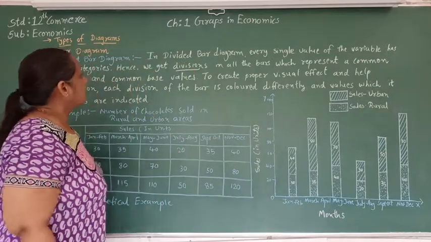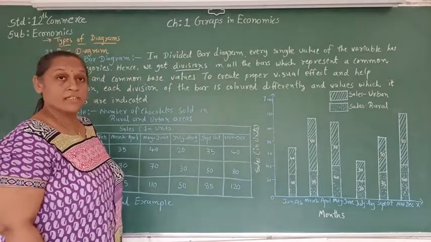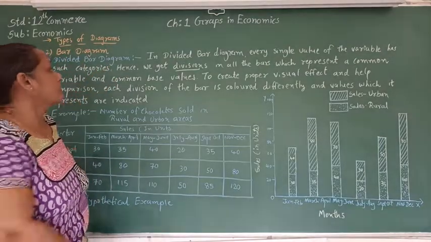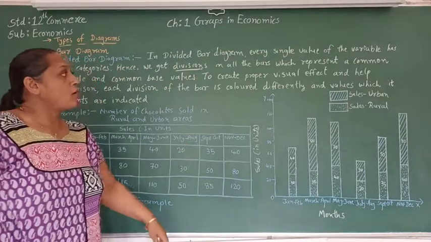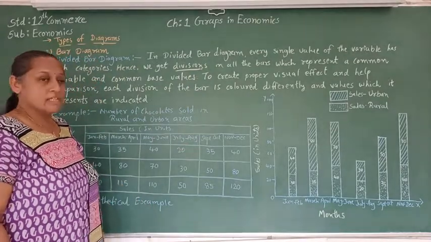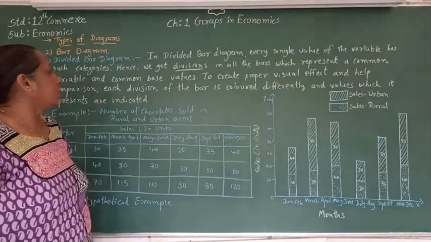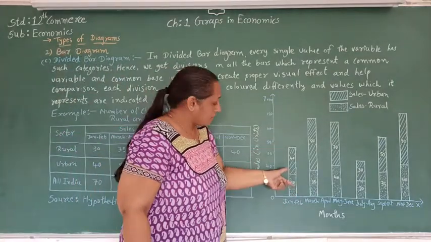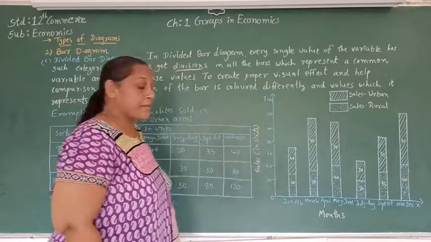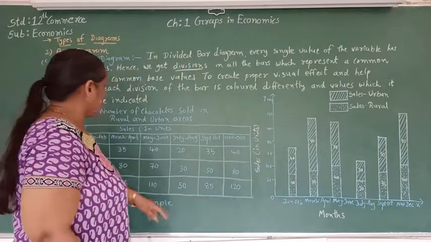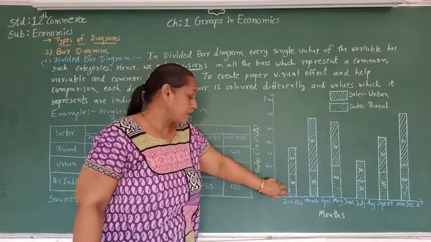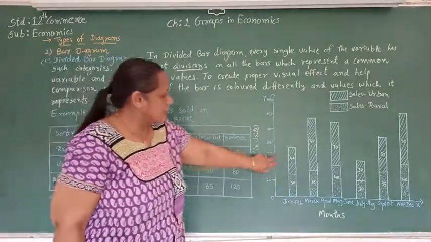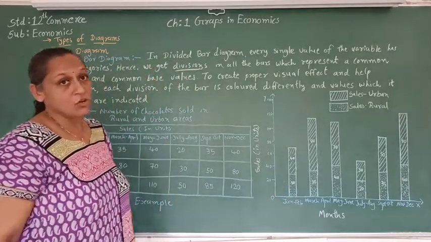Here in a divided bar diagram, every single value of the variable has such categories. Hence we get divisions in all the bars, which represent a common variable and common base value. So in each bar we get the division which represent a common variable. So for that we get the division of the bar, and that's why it is called divided bar diagram.